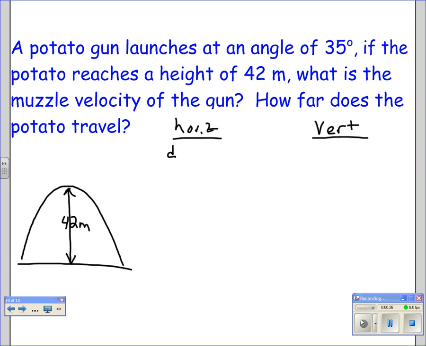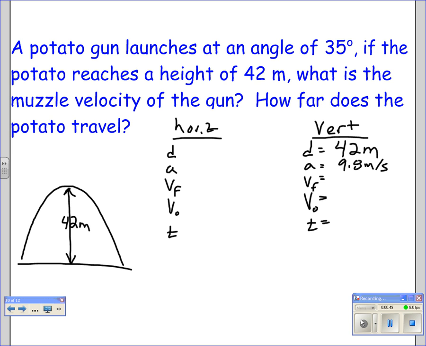Distance, acceleration, v final, v initial, time. Distance, acceleration, v final, v initial, and time. We know that the vertical distance is 42 meters. We know its acceleration is 9.8 meters per second squared. Horizontally, acceleration is 0. This is all we really know at this point in time, but the vertical tells us quite a bit.